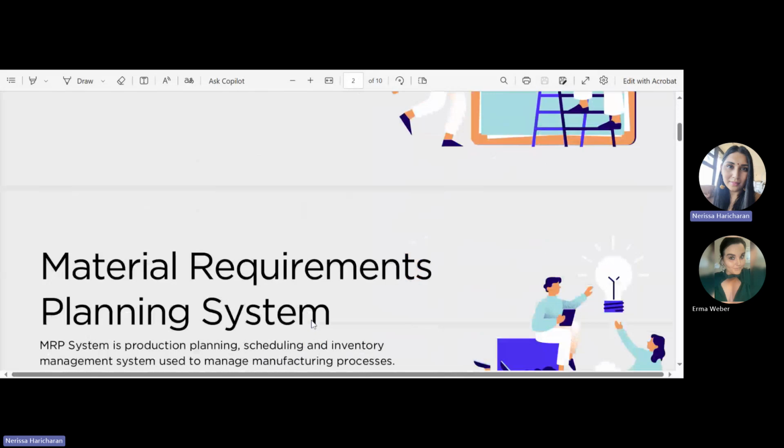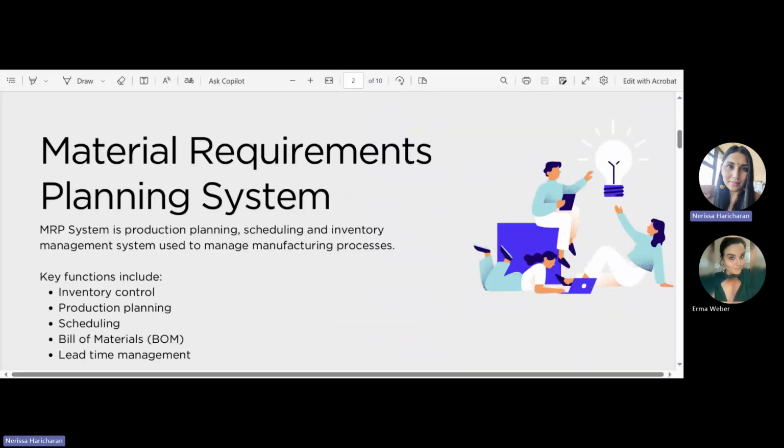Okay, so then we look at material requirements planning. And this is one of the featured questions in your assignment 2. So please go through it, understand it, know what is required from it.